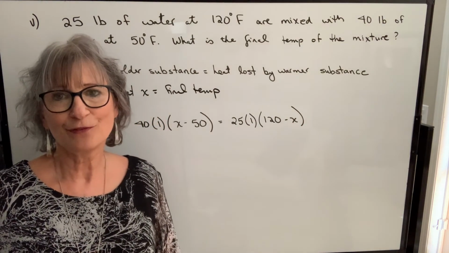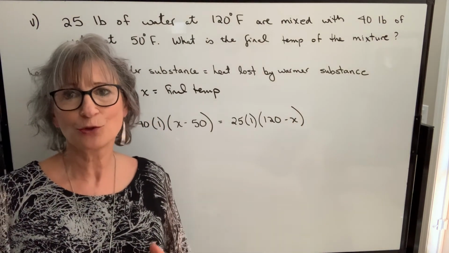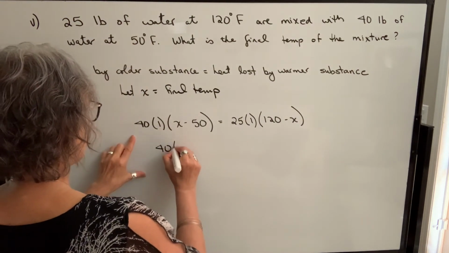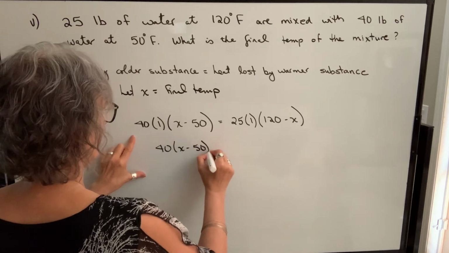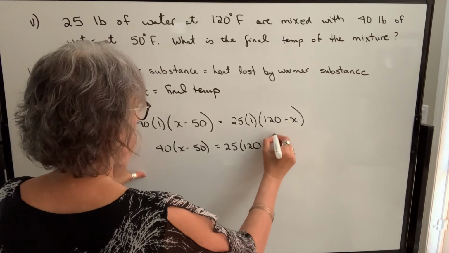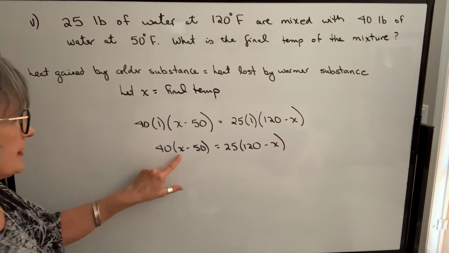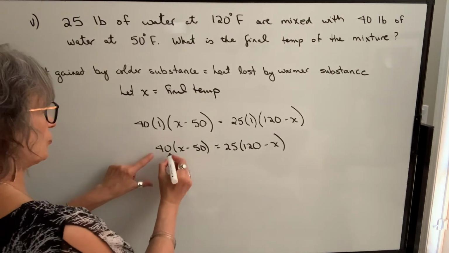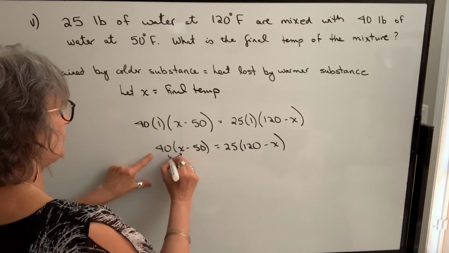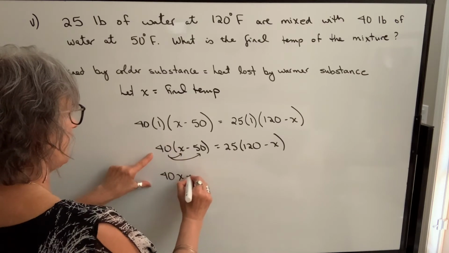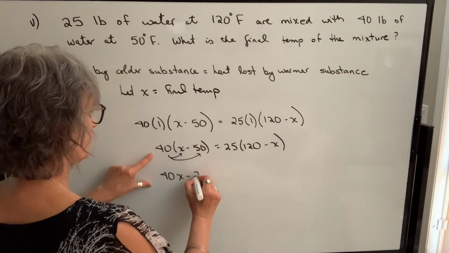This involves a little bit of algebra to solve. I'll go through the steps and hopefully you'll be able to follow. I'm just going to write this as 40 times X minus 50 equals 25 times 120 minus X. In order to solve for X, I need to eliminate these brackets. So I am going to distribute the 40 to each of these terms. So I'm going to get 40 times X, which is 40X, minus 40 times 50, which is 2,000.